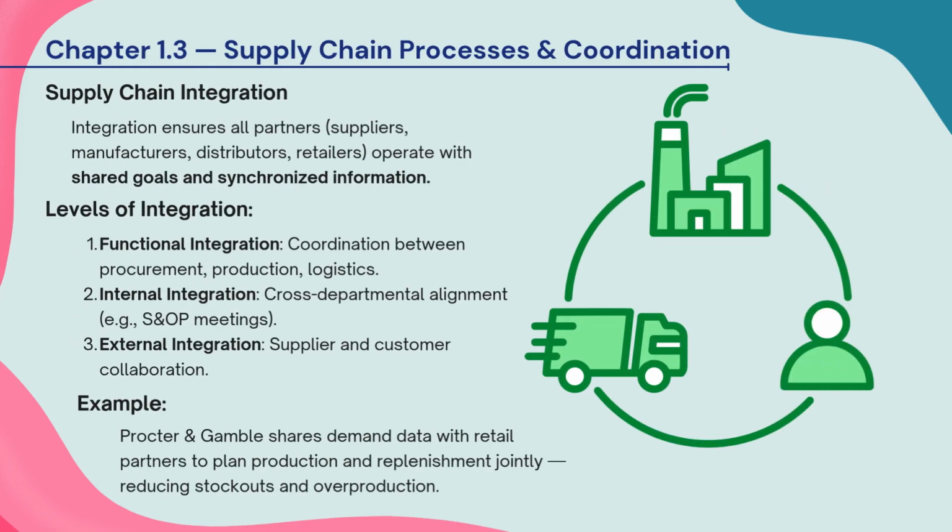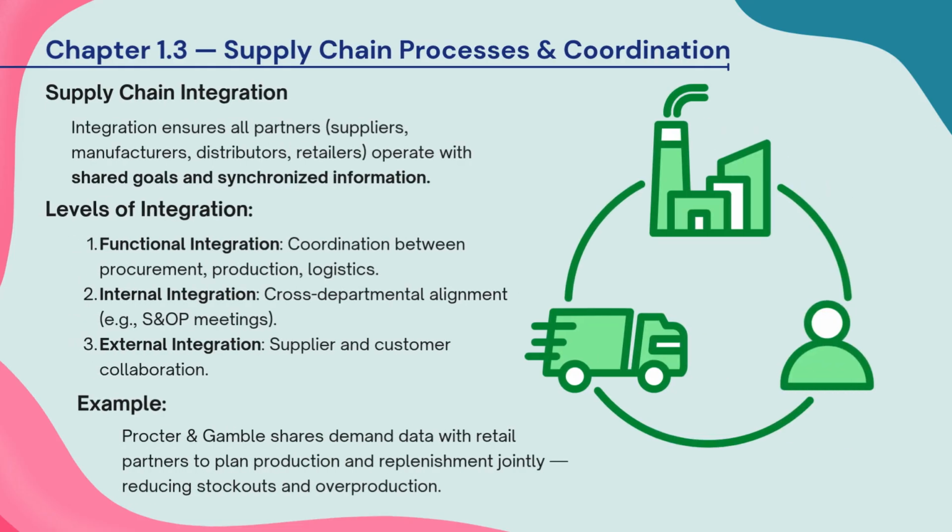This slide covers supply chain integration, which ensures all partners work toward shared goals with synchronized information. Functional integration coordinates procurement, production, and logistics. Internal integration aligns departments through processes like S&OP meetings. External integration involves collaboration with suppliers and customers. For example, Procter & Gamble shares demand data with retailers to jointly plan production and replenishment, reducing stockouts and overproduction.